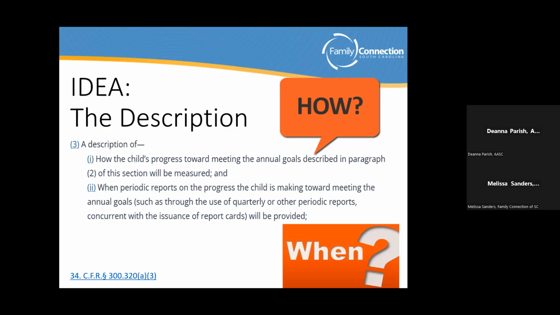With the progress reports, I do want to note that the IEP amendments that are listed here give examples, but these are not specific. It is not required that you use quarterly or periodic reports that align with school-based report cards. That is just an example. So the IEP team can decide when those periodic reports on the progress of a child will be given.